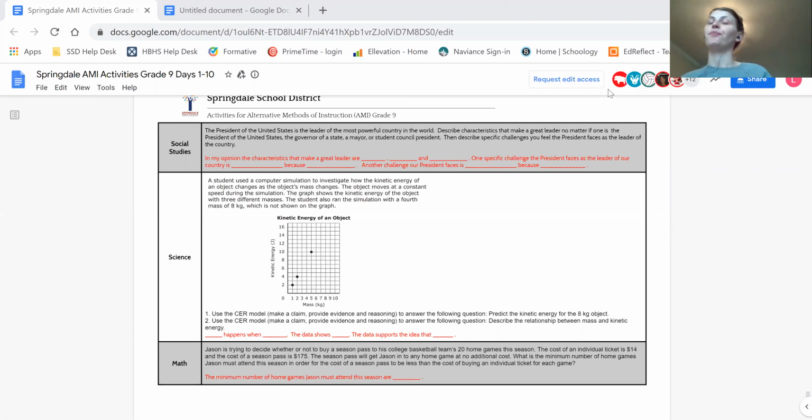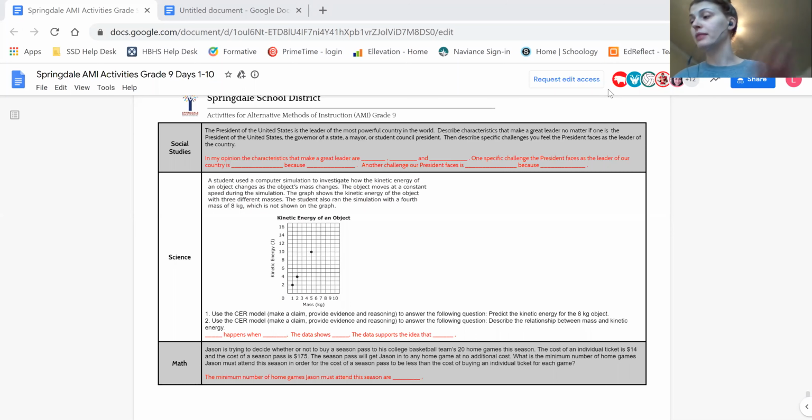So basically, if Jason buys the season pass for $175 and he only goes to one game, obviously he overpaid, right? He bought that season pass for $175, but he really only got $14 worth. So if he only went to one game, it wouldn't be worth it. If he went to two games, it would cost $28. And so buying the season pass for $175 wouldn't be worth it.